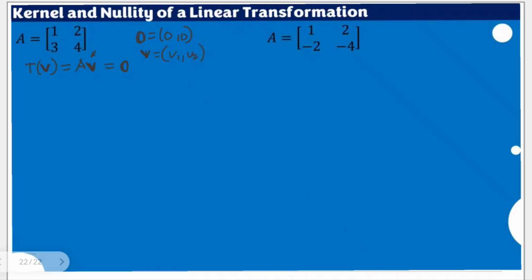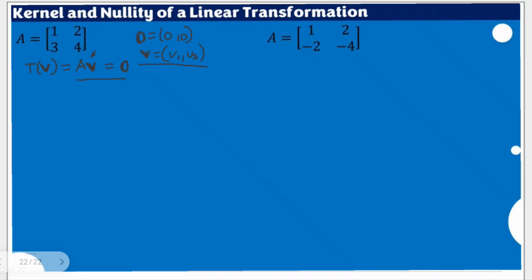So let's start with the kernel first. The kernel is a set of all vectors that will satisfy this notation. The nullity, on the other hand, which will be discussed right after the kernel, is the dimension of the kernel of T. It identifies the number of elements in the kernel of T.